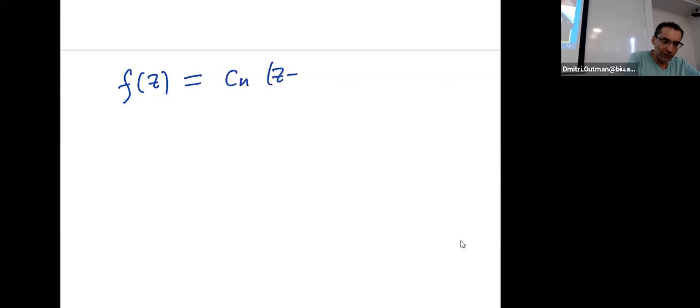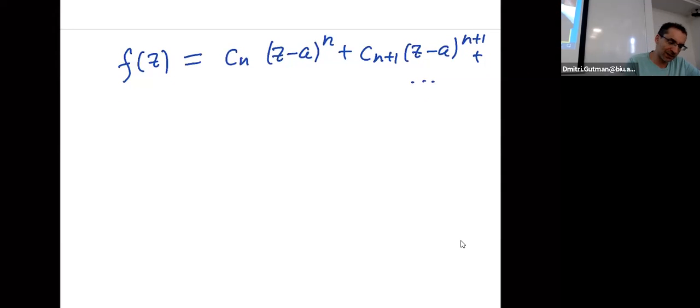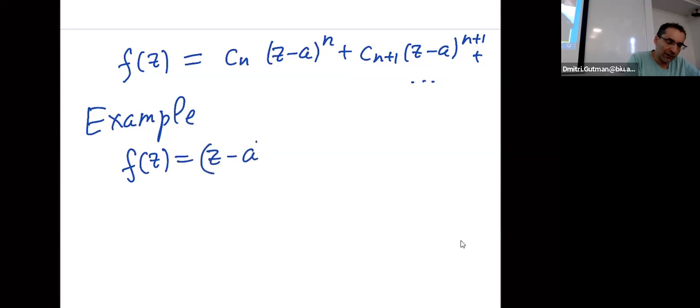Now let's see what happens if the function has a 0, but this 0 is of nth degree. So it's z minus a to the power n plus higher order terms. To be very specific, as the simplest example of this type, let's consider f of z equal to z minus a to the power n.